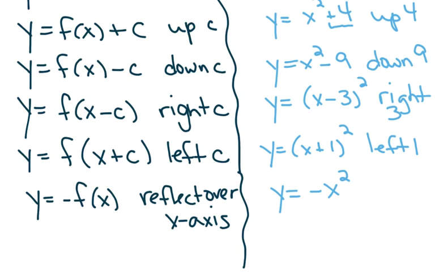And then we could do many translations all at once. So we could use all of these at some point in time. We could move a graph up to the right and reflect it all at the same time.